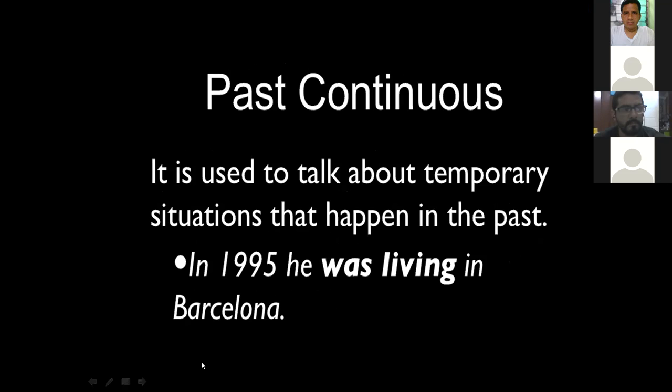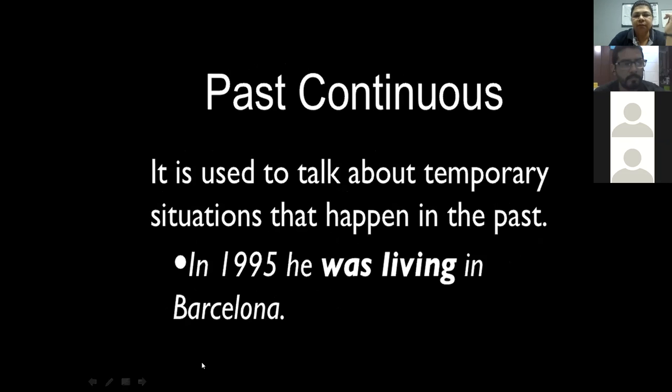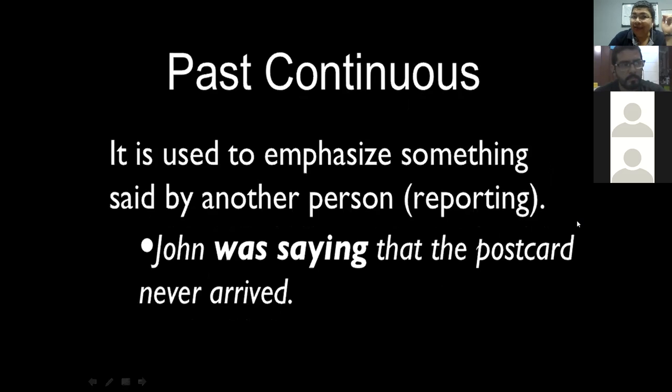Okay, past continuous. It is used to talk about a temporary situation that happened in the past. In 1995, he was living in Barcelona. Yes, that's a temporary situation, right? Okay. Manuel, could you please? Past continuous. It is used to emphasize something said by another person, reporting. John was saying that the postcard never arrived. Very good. So you are emphasizing, right?